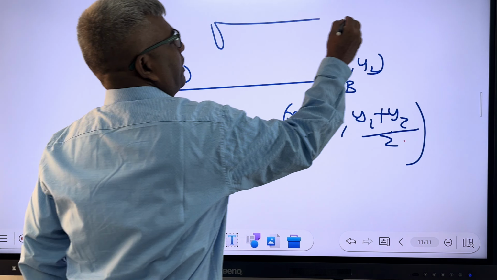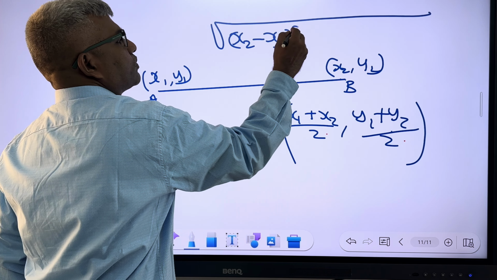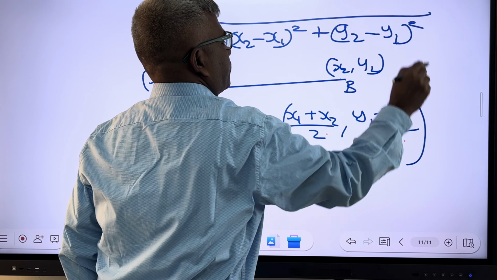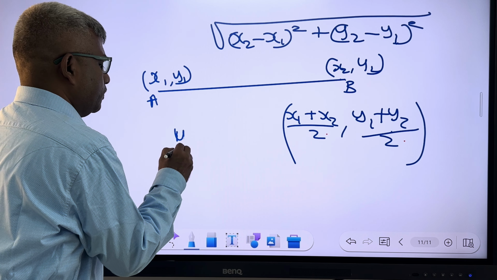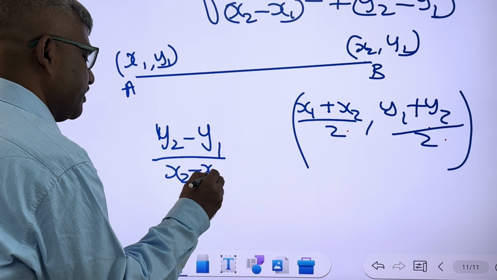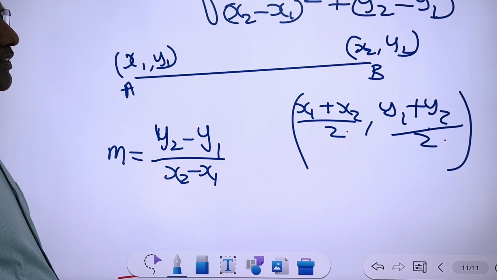The distance formula: x2 minus x1 whole square plus y2 minus y1 whole square. Okay, the gradient formula: y2 minus y1 over x2 minus x1. These three formulas you have known.